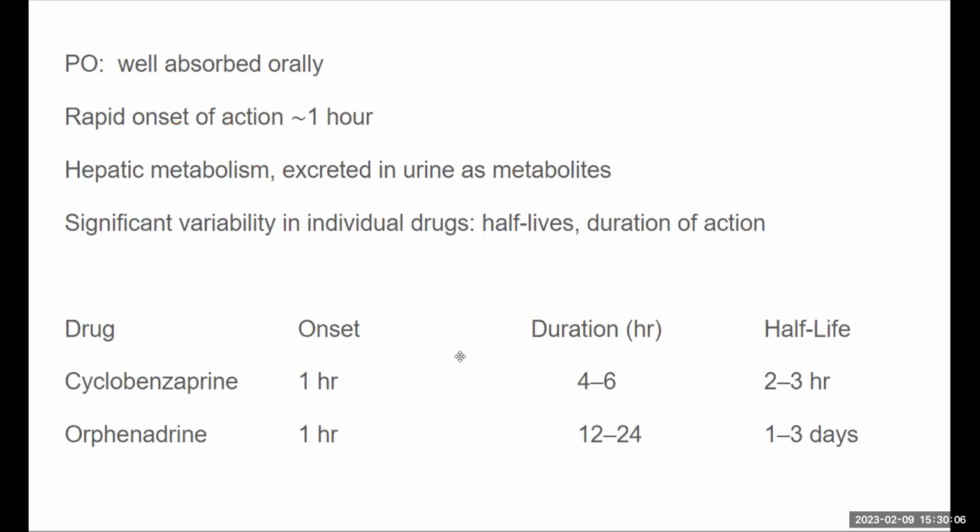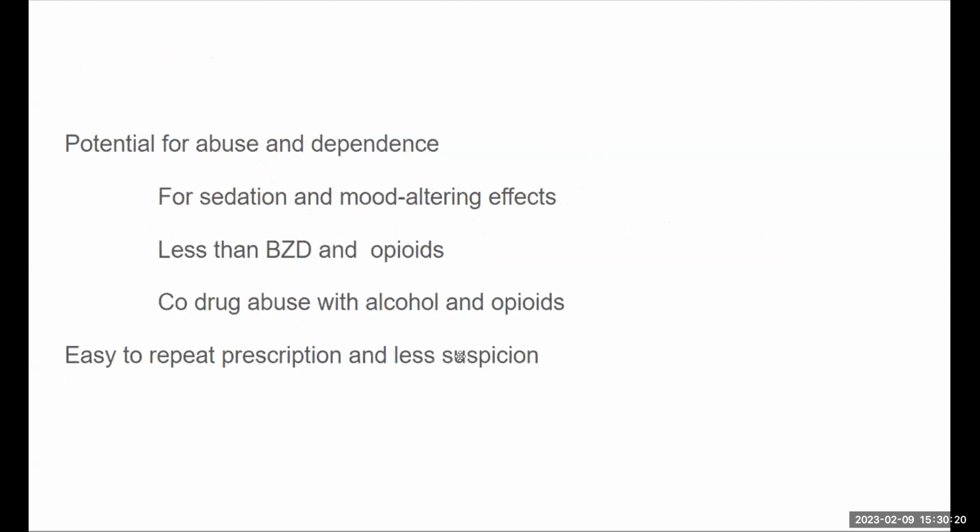It is well absorbed orally with a rapid onset. Hepatic metabolism, with excretion of its metabolites in the urine. You would find that there is significant variability in individuals regarding its duration of action. What I found very interesting was that it has a potential for abuse and dependence. This is something we really need to watch out for, because if somebody asks for a benzodiazepine or opioid, we get suspicious, but this is one group that we really don't think too much about.